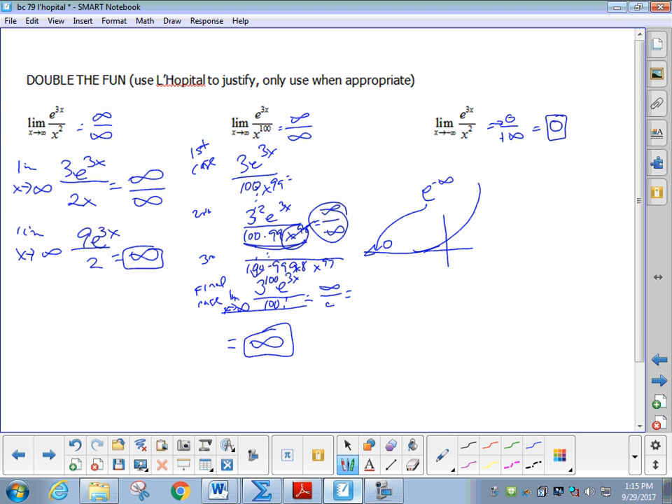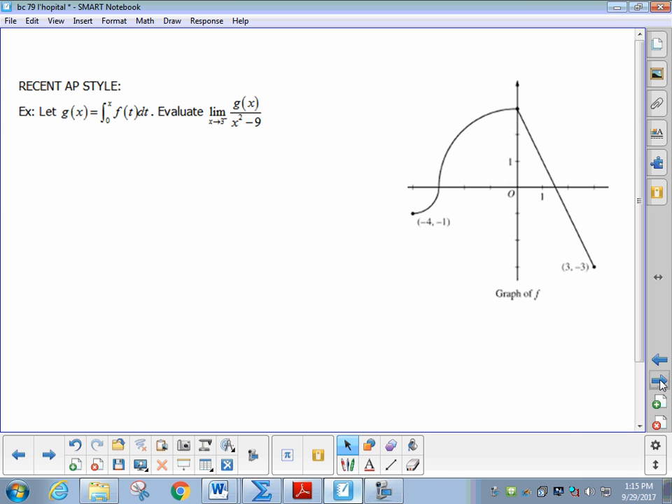Now, as I said, it's crucial that you show this step before you do L'Hopital. To drive that point home one more time, this is an AP problem. In the last few years it's been pretty common that they throw in L'Hopital in a multiple choice or free response setting. This is part B of a free response. Try it, and I'll let you think about it.